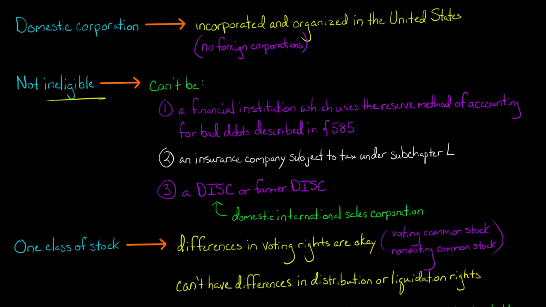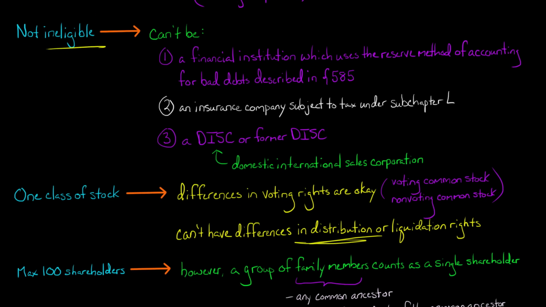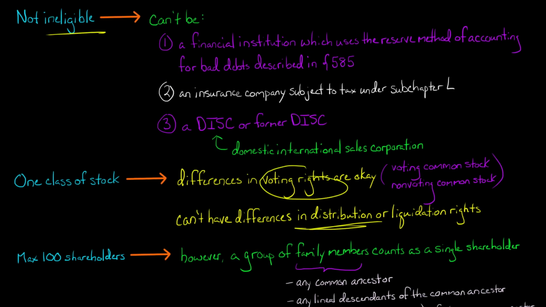So you can have voting common stock and non-voting common stock, but you could not have common stock and then preferred stock, because that would lead to differences in distribution or liquidation rights. Obviously, preferred shareholders would have preference in terms of liquidation. If the corporation were to be liquidated, they would get paid first before common shareholders. That's not permissible. So one class of stock, but you can have voting and non-voting stock. You can have differences with respect to voting rights, but not with respect to distribution or liquidation.